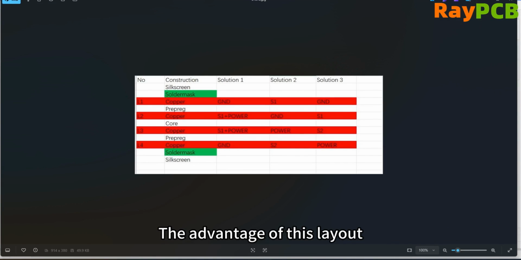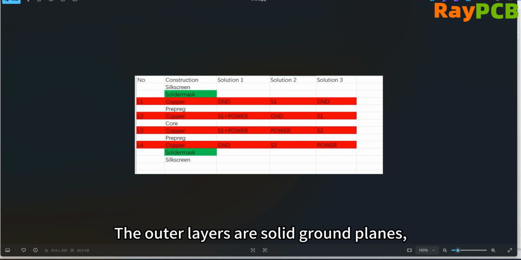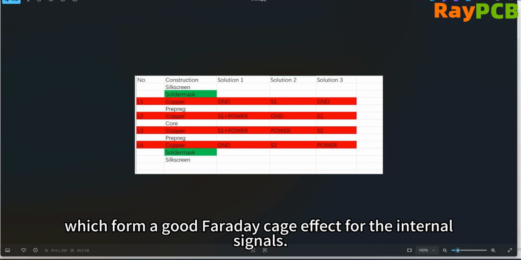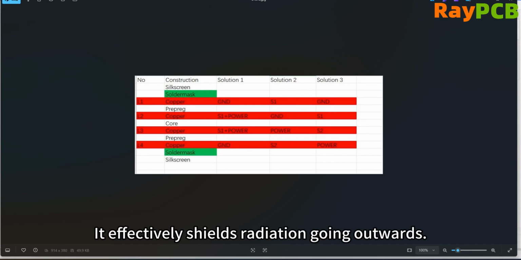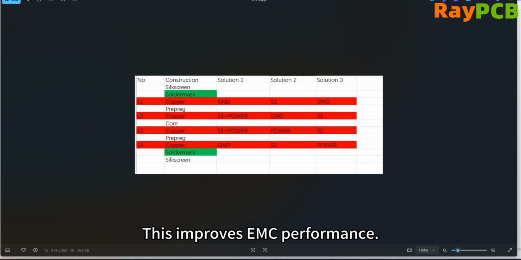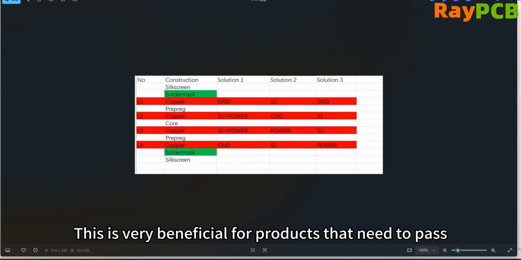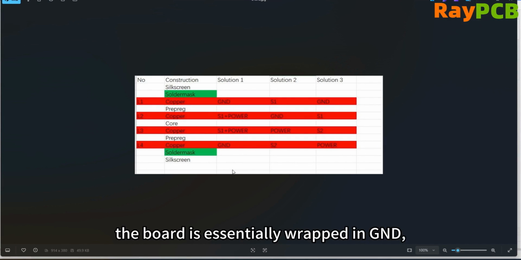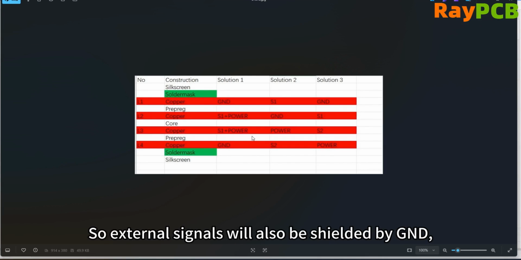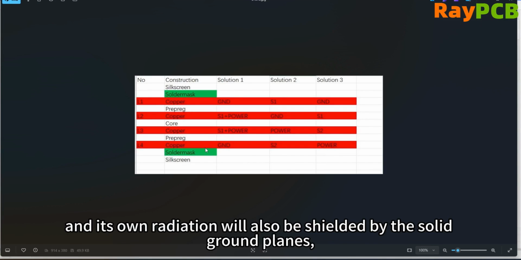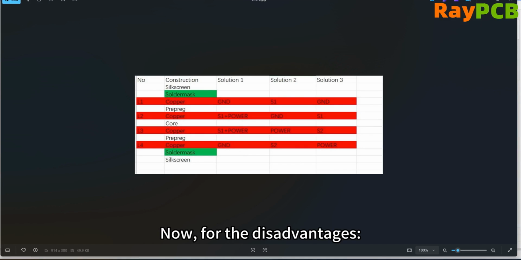The advantage of this layout is that it provides good EMI shielding. The outer layers are complete ground planes, forming an effective Faraday cage for the internal signals, which effectively blocks external radiation and improves EMC performance. This is especially beneficial for products that need to pass strict EMC certification. As we can see, the board is essentially wrapped in GND, with signals and power routed in the middle. External signals are also shielded by the ground, and the board's own radiation is blocked by the complete ground plane, reducing emissions. However, the downside is that there is a high risk to signal integrity.